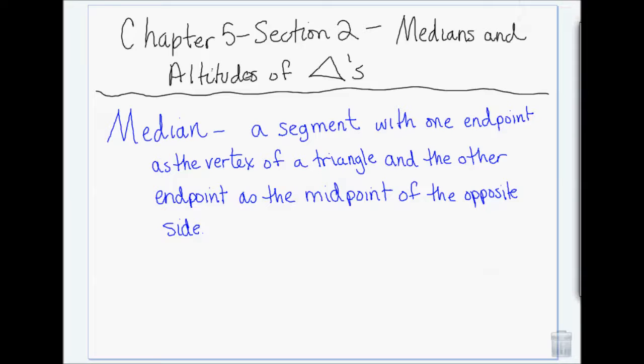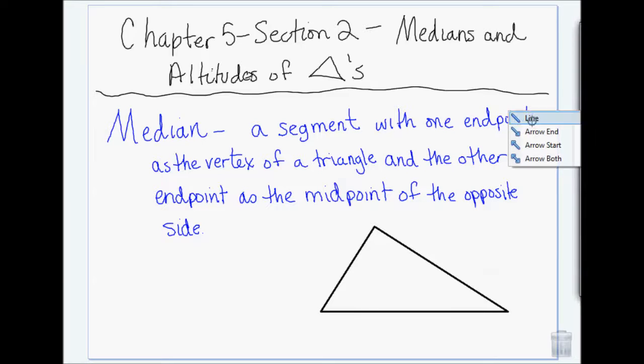Okay, so a median is a line segment, and it has one endpoint at a vertex of a triangle, and the other endpoint is the midpoint of the opposite side. So if I have some triangle, and I look along one side and say this is the midpoint, we'll just call that C. These two are the same length, so C is a midpoint.